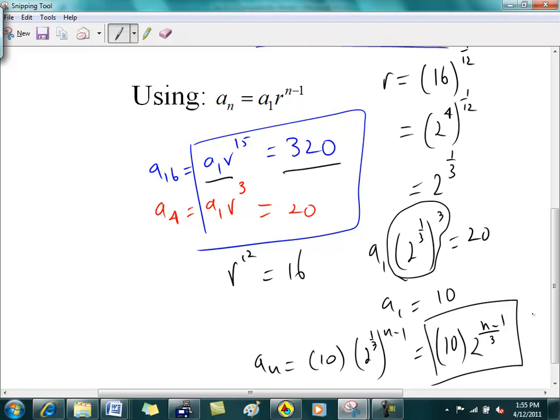So, pretty sexy problem, right? I mean, have you ever seen dividing equations? In geometric sequences it is very common to do things like that.